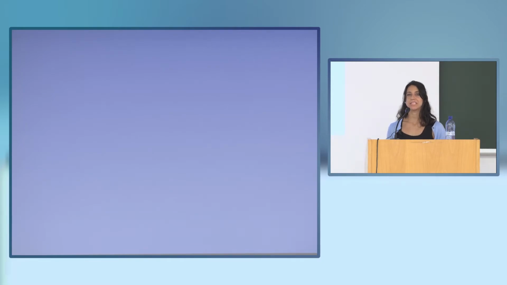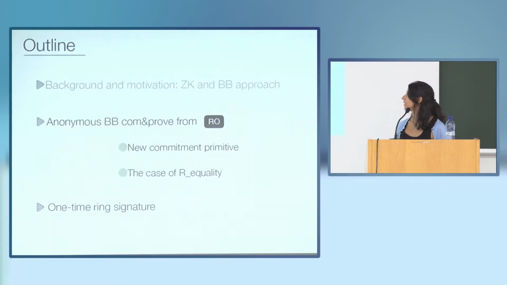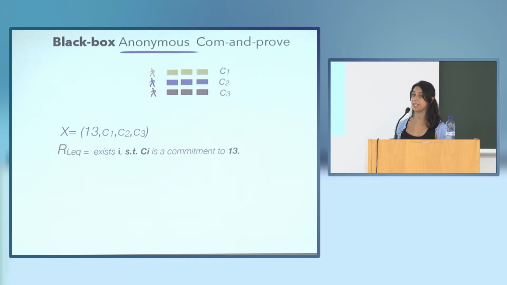Now, the question is, let's say I want to move to the anonymous setting. Can I use the techniques that we already know? So I'm in the anonymous setting. What is the only difference? The difference is that now I have many commitments, in this case 3. So there are 3 people in the world, and I want to prove that I know one of the openings, and one of the openings is equal to 13.